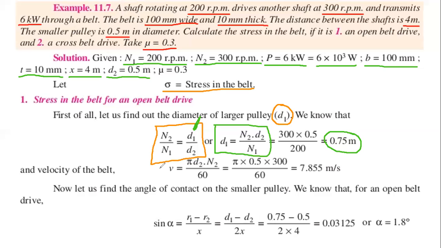Then we have to find the velocity of the belt. We know the formula for velocity of the belt, that is pi into D2 into N2 by 60. Therefore, by substituting in the formula, we have got 7.855 meters per second. So this is the velocity of the belt.